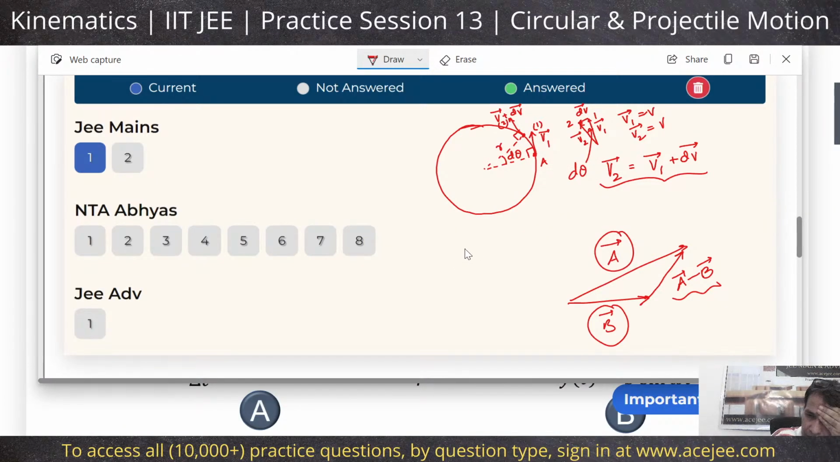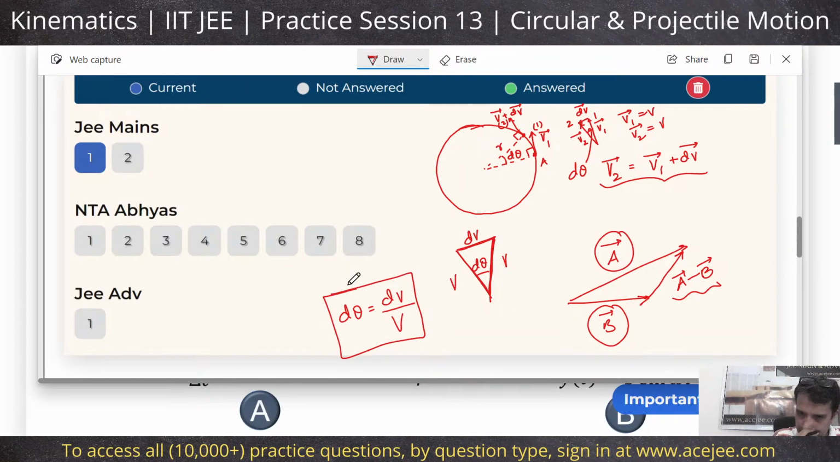Once again, let me redraw it slightly bigger. This is V, this is V, this is dV, and this angle is d theta. They're forming a triangle, so let's apply the same rule. dV is fairly small compared to V, so I'm going to use the definition of the angle, theta equals S by R. So d theta is dV by V. For this triangle, the side length or the radius of curvature is V. So d theta is dV by V. Any doubt?